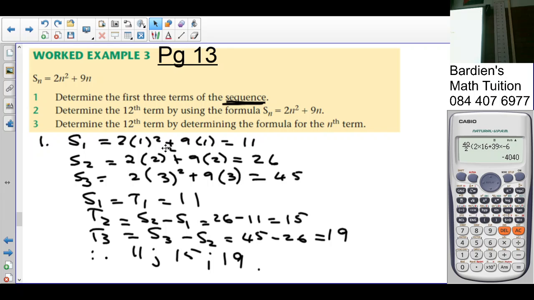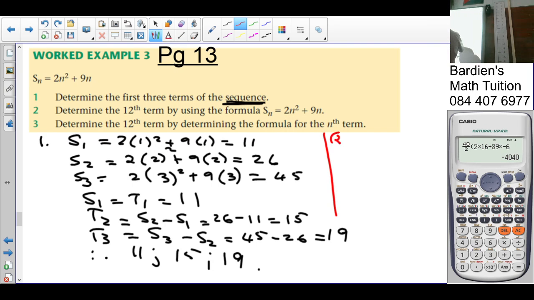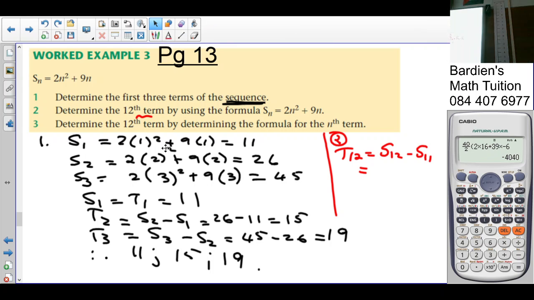Determine the 12th term by using the formula. Sn is equal to 2n squared plus 9n. So how are you going to work out T12? T12 is equal to? Sorry? S12 minus S11. So do your thing really quickly. This question comes often in the exam, no?